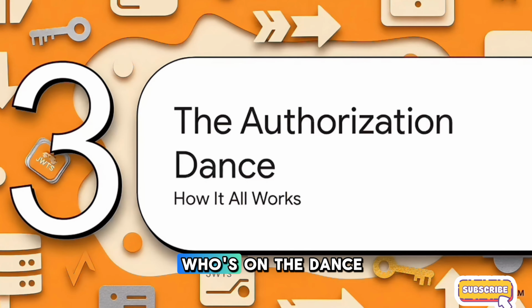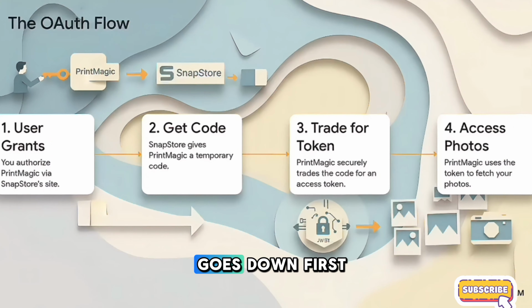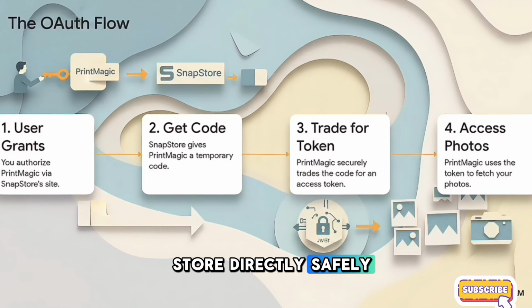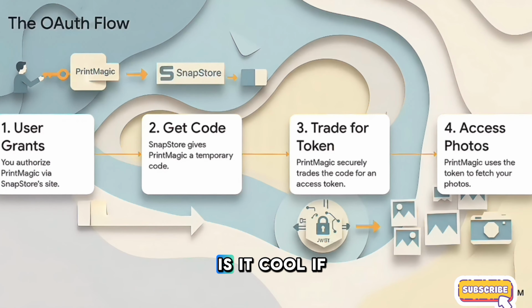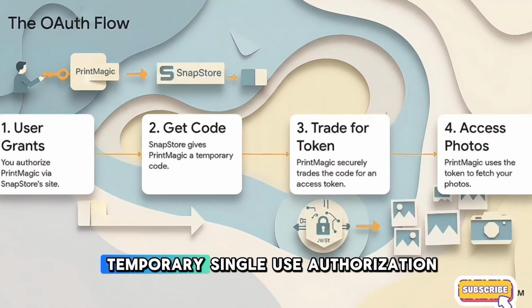All right, we know who's on the dance floor, now let's watch the moves. The most common OAuth process is called the Authorization Code flow, and honestly, it's a thing of beauty. So here's how it goes down. First, PrintMagic sends you over to SnapStore's website. You log into SnapStore, directly, safely, and SnapStore asks you, hey, is it cool if PrintMagic sees your photos? You click Allow. Now, here's the clever part. SnapStore doesn't give PrintMagic the real key yet. It gives it a temporary, single-use authorization code.